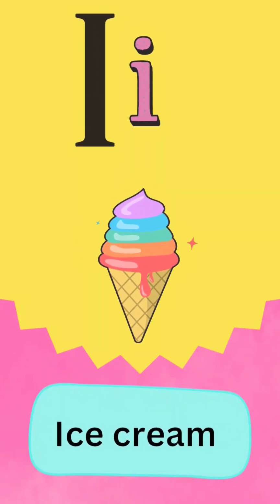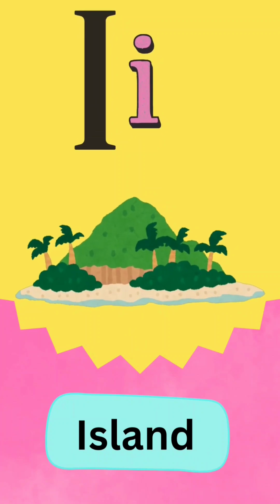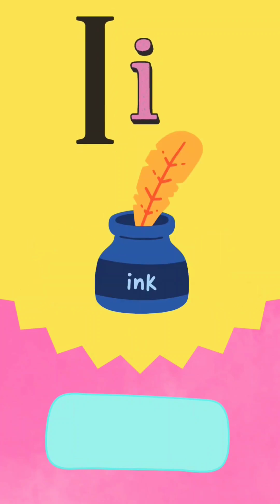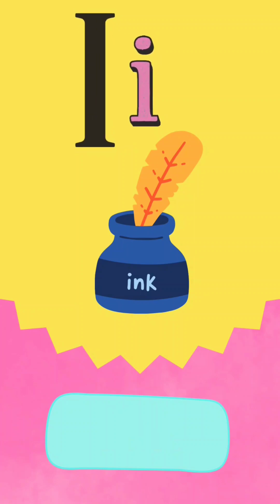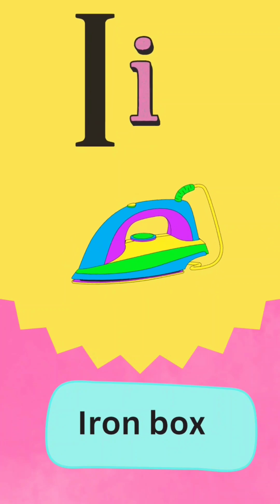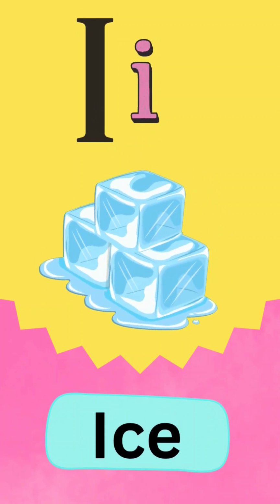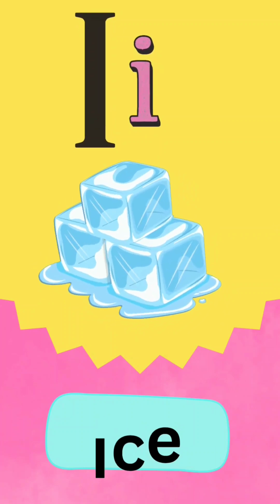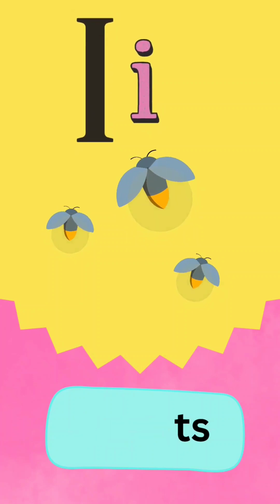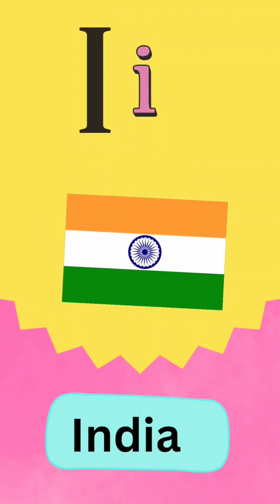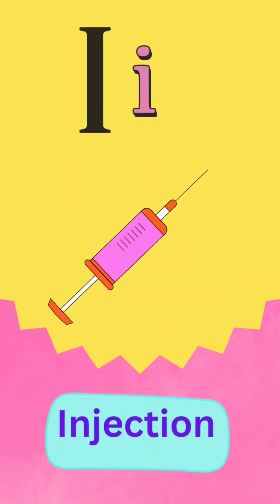I for ice cream. I for island. I for ink. I for iron box. I for ice. I for insects. I for India. I for injection.